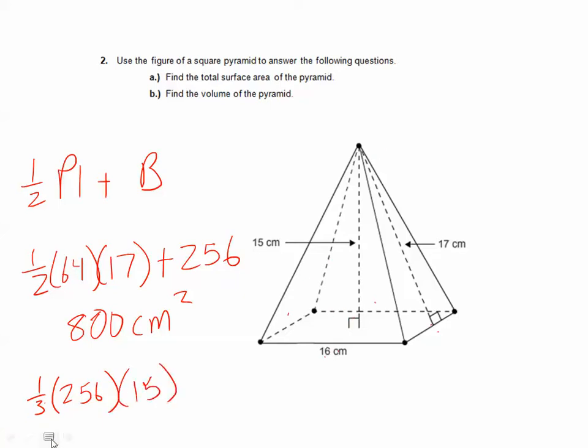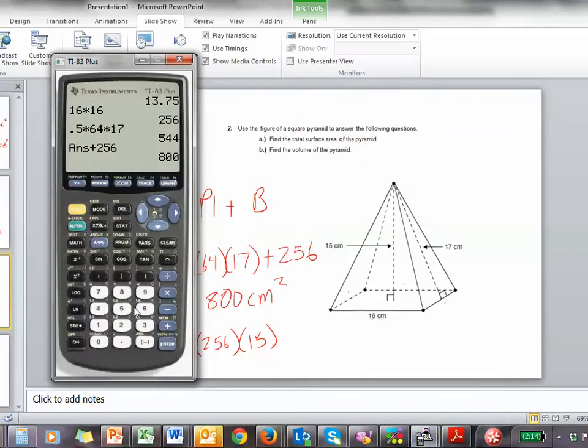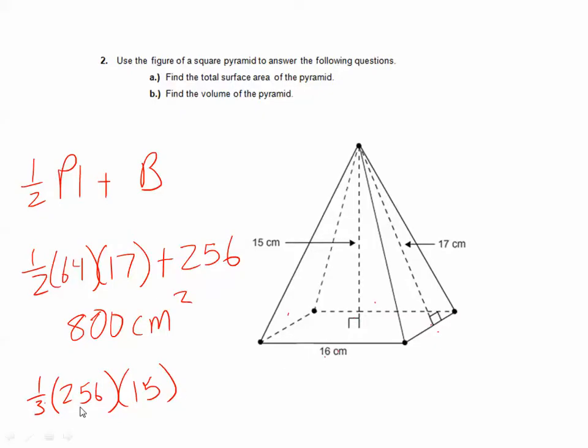So now what we're going to do is go back to our calculator. We're going to take 256 times 15. And then times 1/3 is the same as dividing it by 3. So we're going to divide that by 3, and we're going to get 1280 as our answer. So 1280 centimeters cubed. Okay, and then that one was number 3.